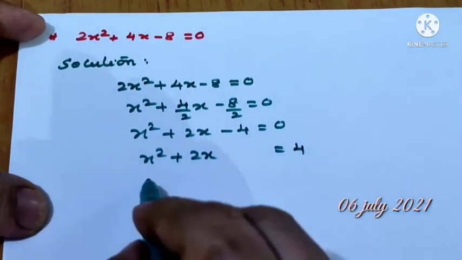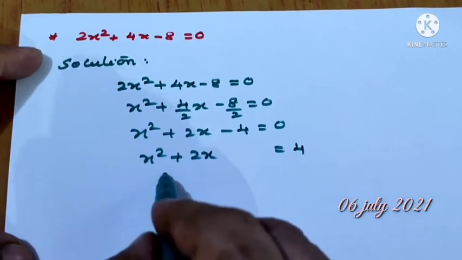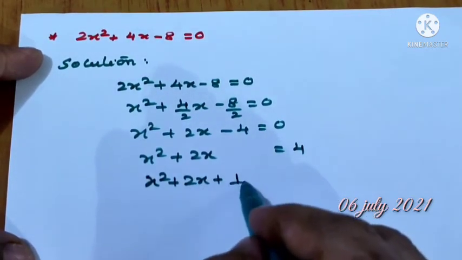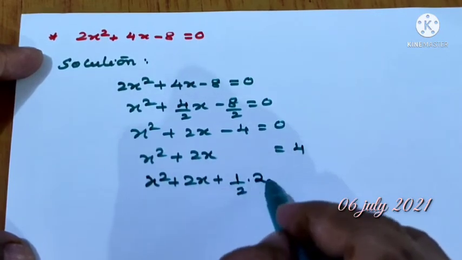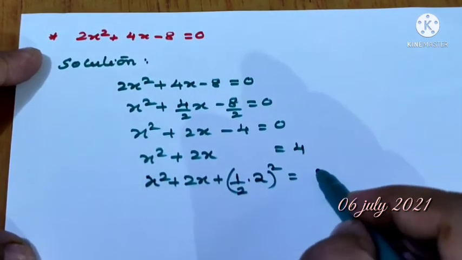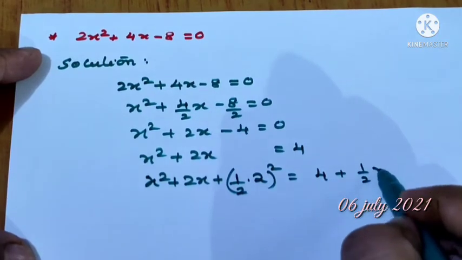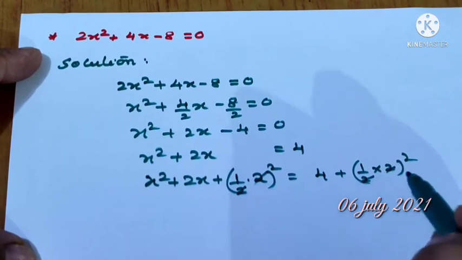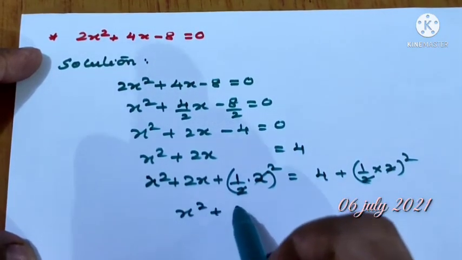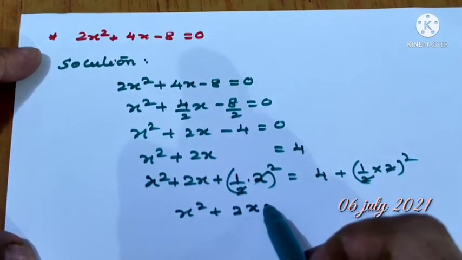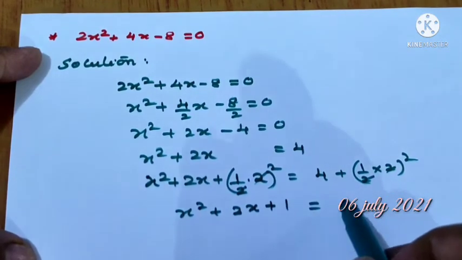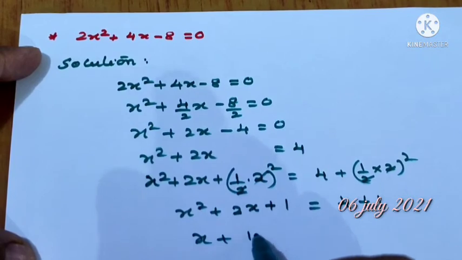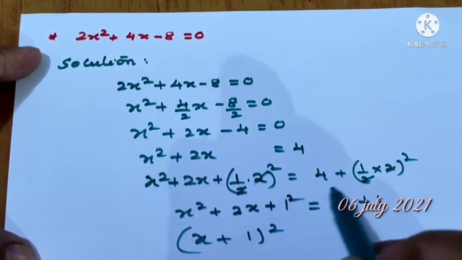Now what is the next step? Adding half of the coefficient on both the side. So half into coefficient of x is 2, that's a square on both the side. So 4 plus half into 2 whole square. So 2 and 2 will get cancelled, so 1 only. So x square plus 2x plus 1 equal to 4 plus 1, right? So this will be x plus 1 whole square because it is 1 square only.